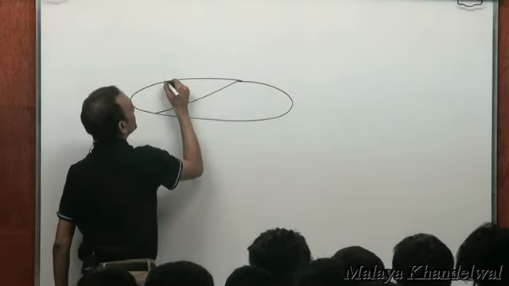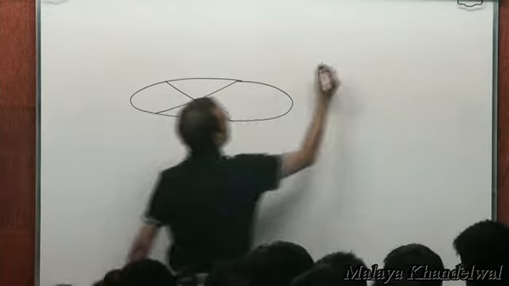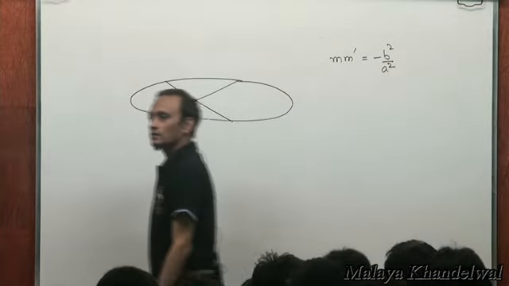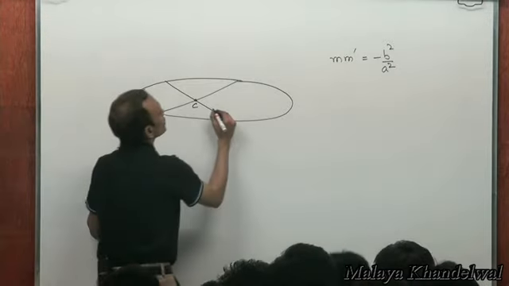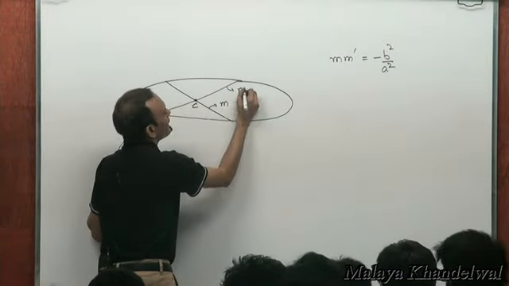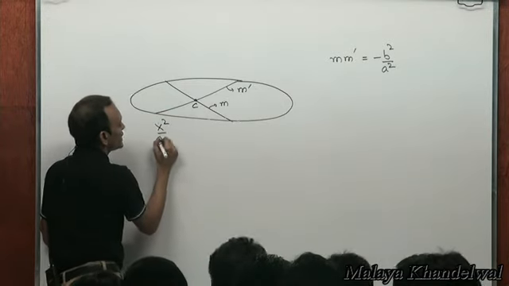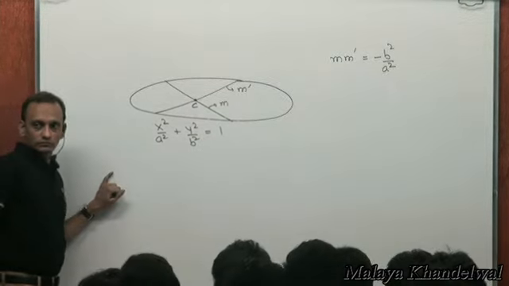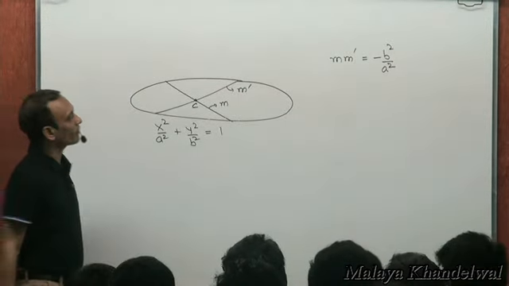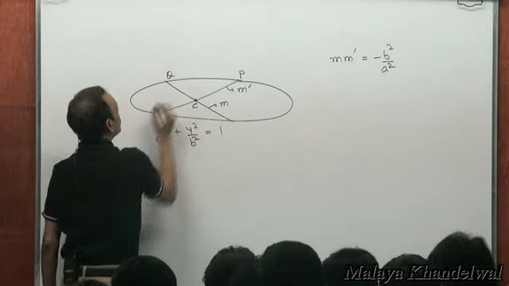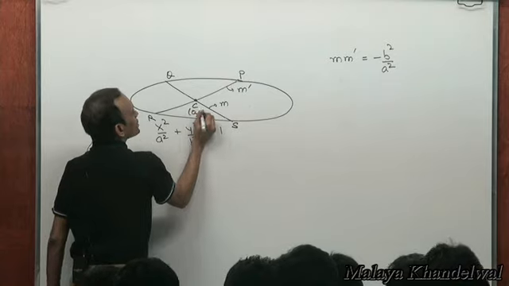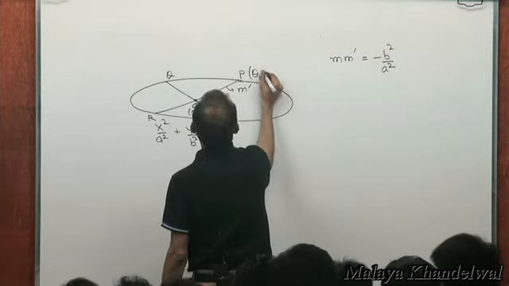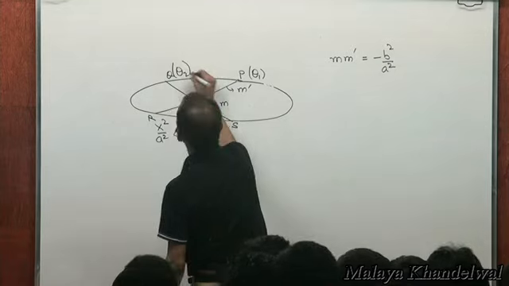Suppose this is a pair of conjugate diameters. Then the product of their slopes must be minus b squared by a squared. Each must bisect chords parallel to the other diameter, right? Suppose this one is of slope m, and this one is of slope m prime, and the ellipse is x squared by a squared plus y squared by b squared equal to 1. Suppose these points are P, Q, R, S. The center of the conic is the origin. Suppose the eccentric angle of this is theta 1, and the eccentric angle of this is theta 2.